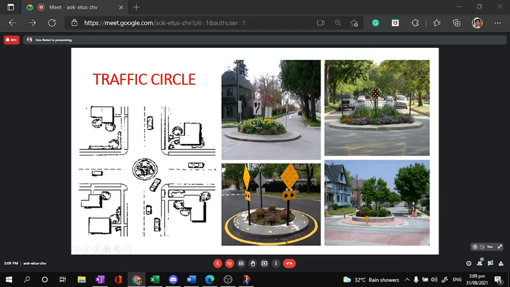So this can be done in residential areas so that vehicular traffic will be regulated in terms of speed, no? And then after, signage yield to improve on road safety. So these are examples of a traffic circle. Not a huge rotonda but a very small traffic circle.